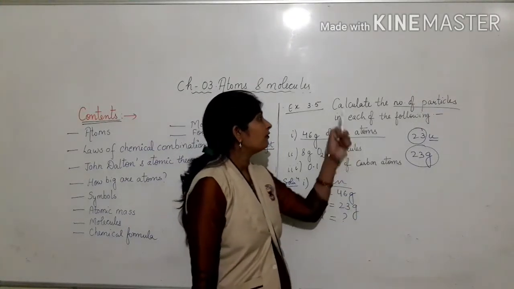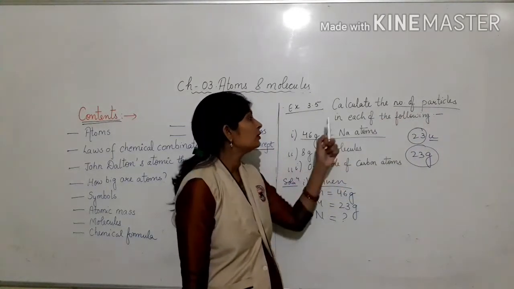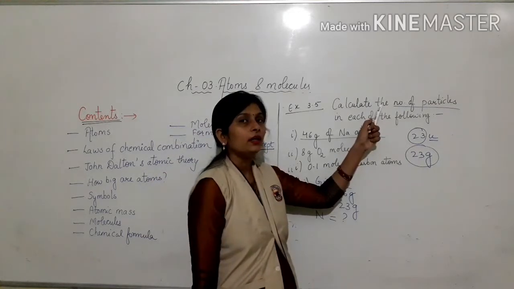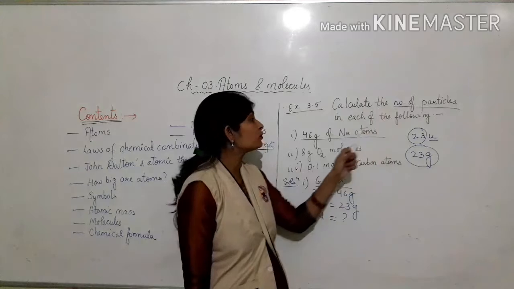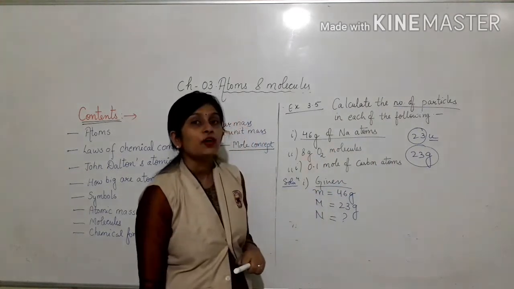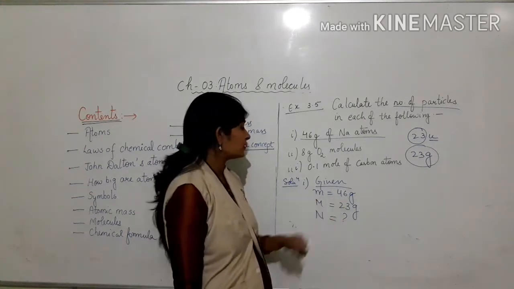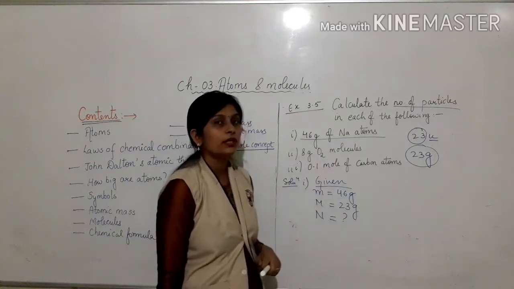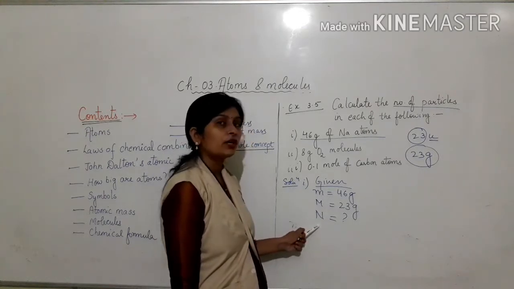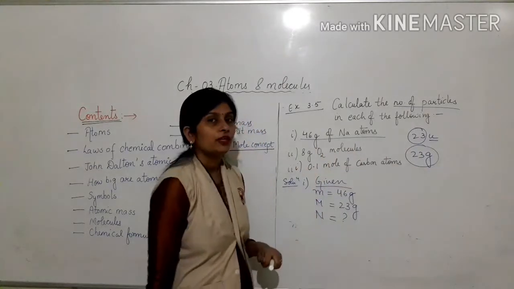Okay, so in this part, we have to calculate number of particles. Which kind of particles we have to calculate? Sodium atoms. Okay, so we will calculate number of particles, means number of sodium atoms present in its 46 gram. Okay, so given mass small m is 46 gram and molar mass of sodium atoms capital M is 23 gram. Now we have to calculate number of particles, means number of sodium atoms present in 46 gram.